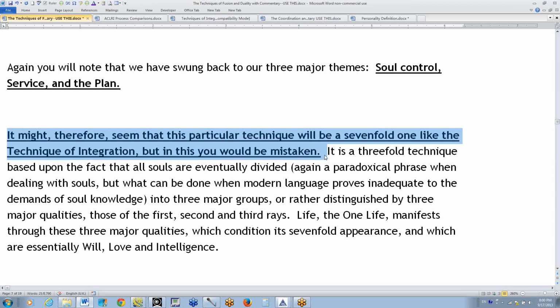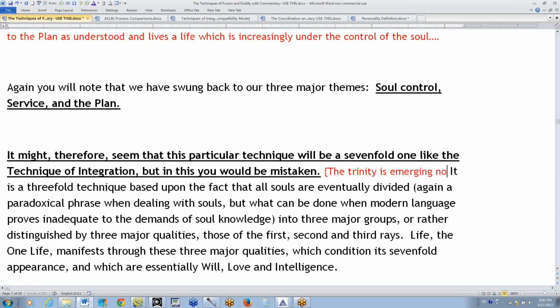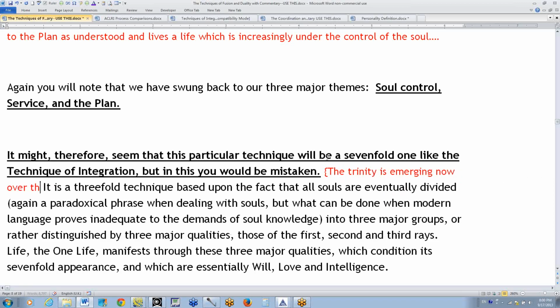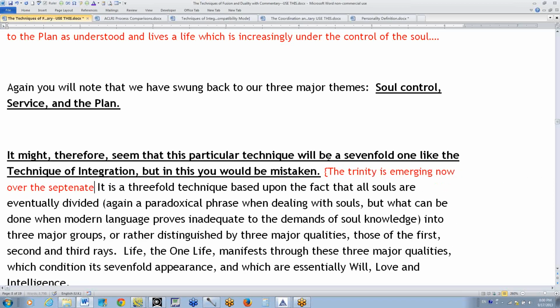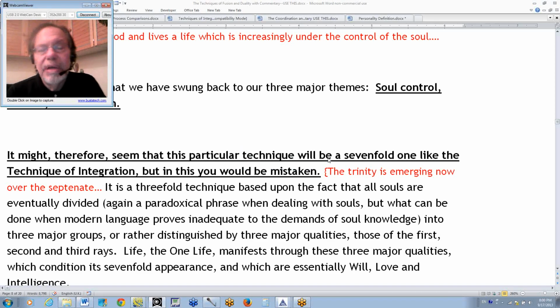Interesting, the Trinity is emerging now over the septonate. Well, you get up to the realm of the monad and you say, well, isn't the monad Trinitarian? I mean, in a way, yes, but there's a septonate there as well. So in relation to the soul, there's a septonate and a trinity. In relation to the monad, there's a septonate and a trinity.